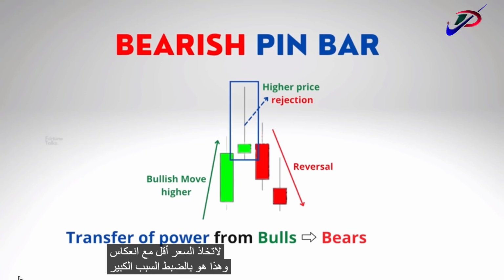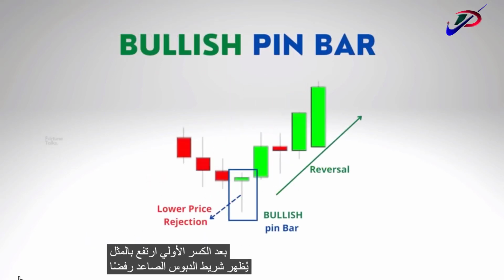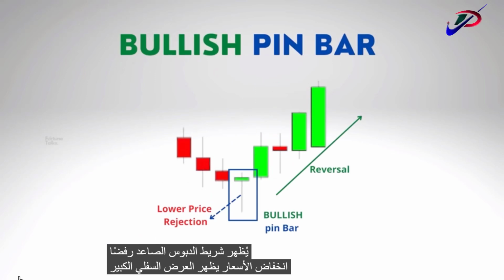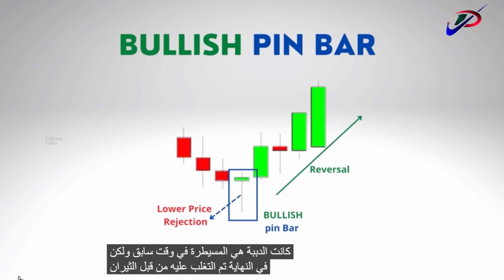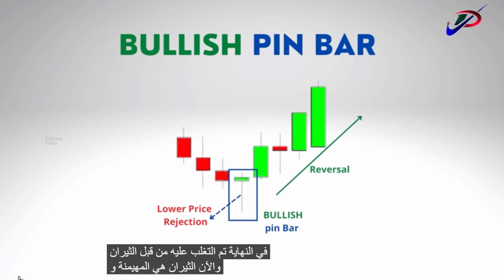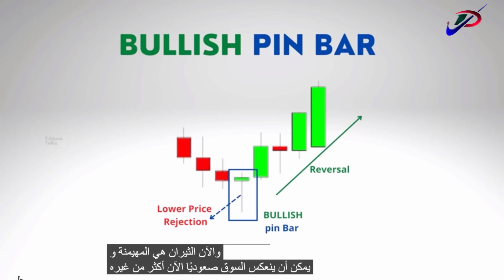And this is exactly why the large candlestick wick is created. It shows that the higher prices were rejected and the bears are trying to regain control after the initial break higher. Similarly, a bullish pin bar shows rejection of lower prices. The large lower wick shows the bears were in control earlier, but eventually it was overcome by the bulls, and now the bulls are dominant and the market could reverse higher.